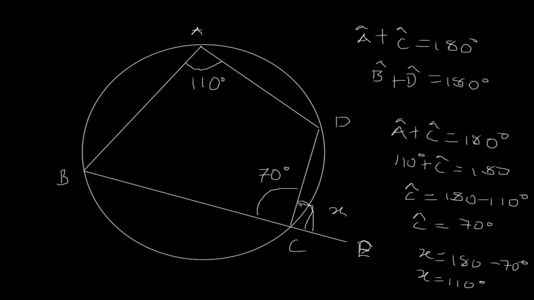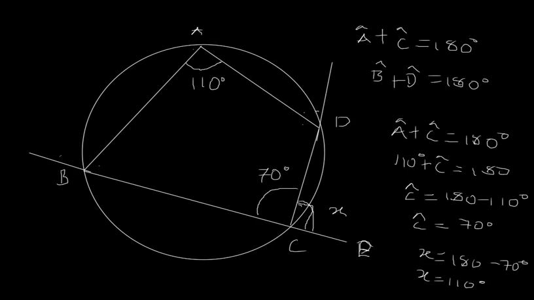Similarly, if this is D, it means this is also D. And if this is B, it means this one is also B.